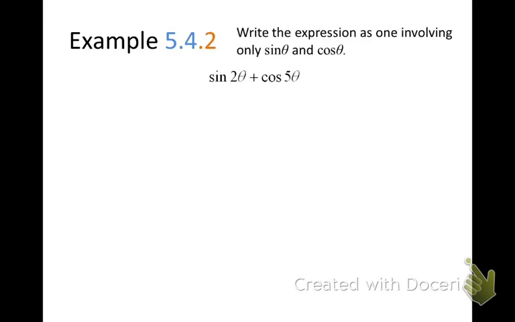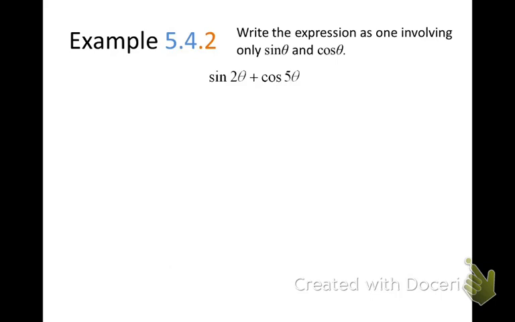Okay, this is the one where you really need to just bear with me. This is going to be a long one. They want you to write the expression as one involving only the sine and the cosine of theta. That means that what we need to do is break this down so it does not have the 2 theta or the 5 theta.